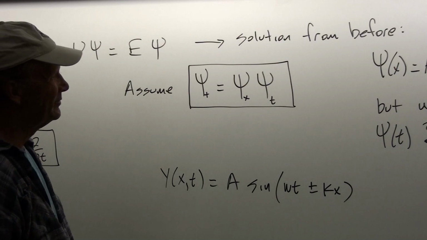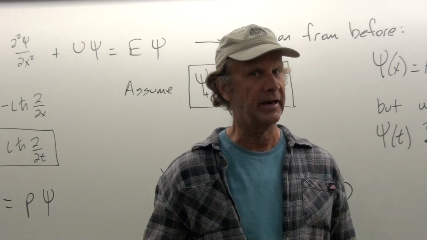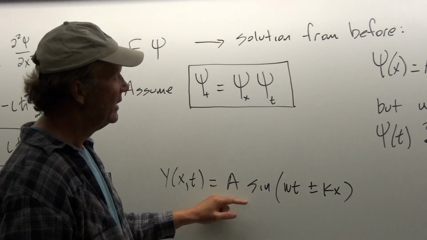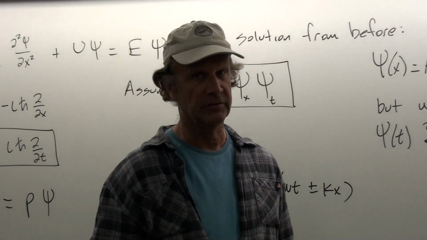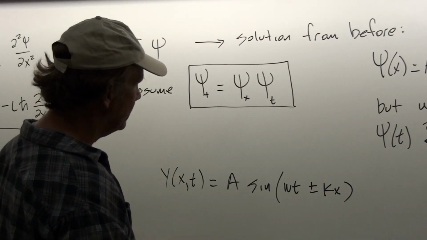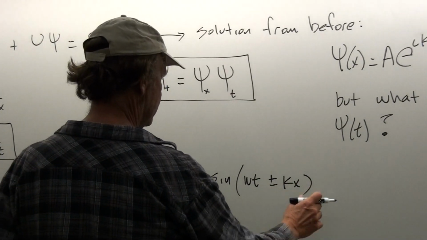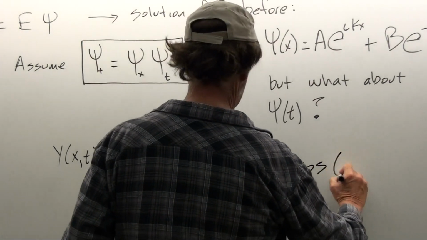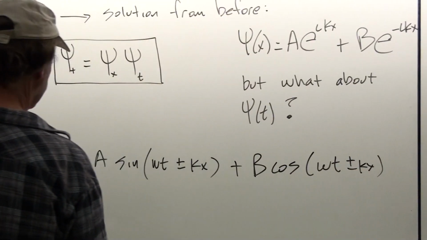You might say, well, isn't that kind of a restrictive solution? To say that you can separate x and t. If I look at this equation here, I don't see any way to separate this into something that just involves x times something that just involves t. And yet you can if you write it in the complex exponential form, because a sine or cosine function, you could write this as plus B times the cosine of omega t plus or minus kx. That'd be a more complete solution.